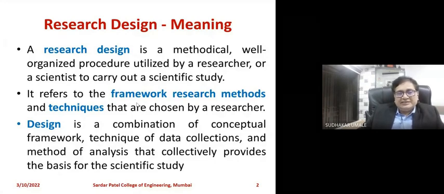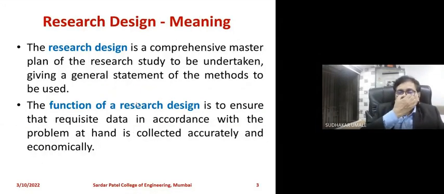And hence, I can define it in a very simple way. Design is a combination of conceptual framework, technique of data collection, and method of analysis that collectively provides the basis for the scientific study. The research design is a comprehensive master plan of the research study to be undertaken, giving a general statement of the method to be used. This is very important. What is your general statement of the methods? We'll discuss how to prepare the general methods.